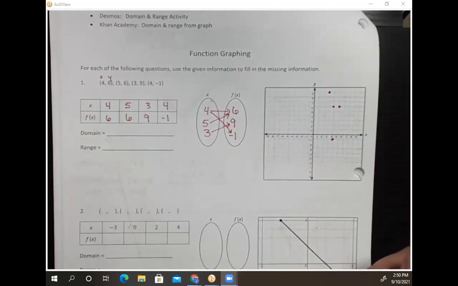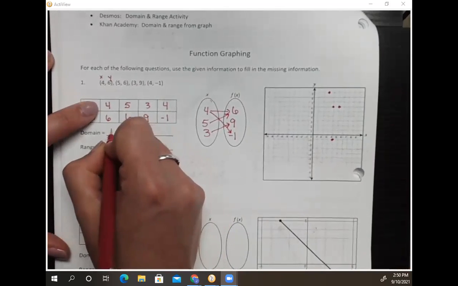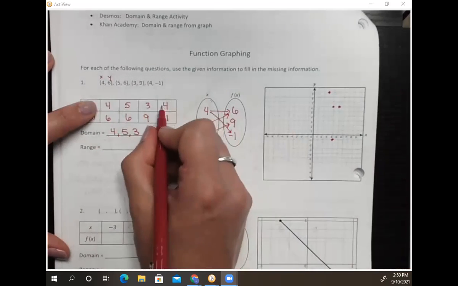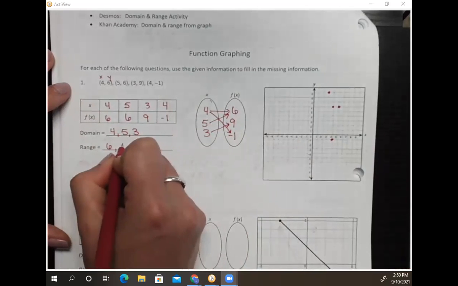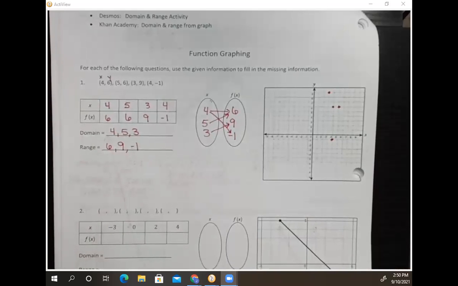And then finally, we're going to talk about the domain and range for this. So remember, domain are those input or those X values. Range are the output or the Y values. So our input values, our domain would be 4, 5, and 3. I don't need to list the 4 again. I've already got it here. And then our range values would be 6, 9, and -1. Questions for me on number 1?